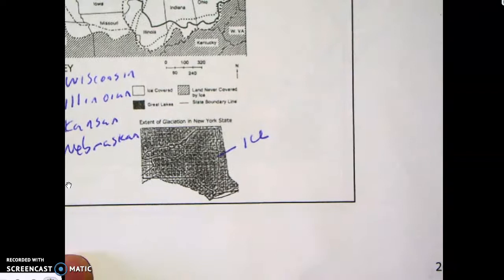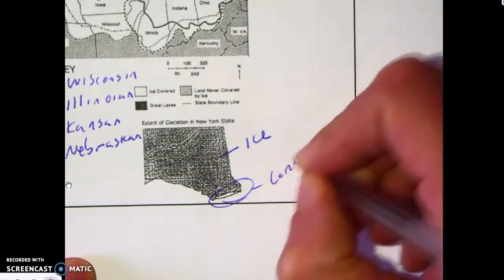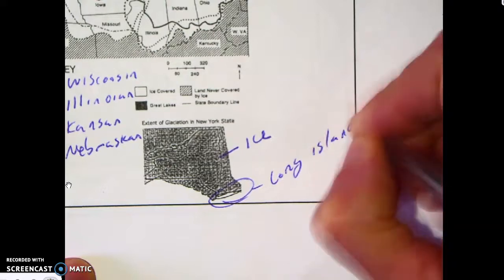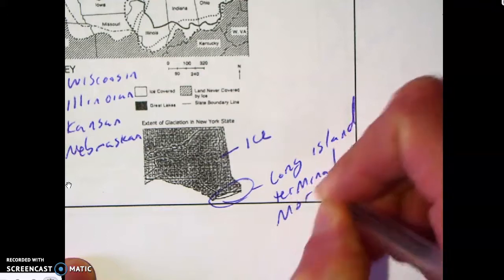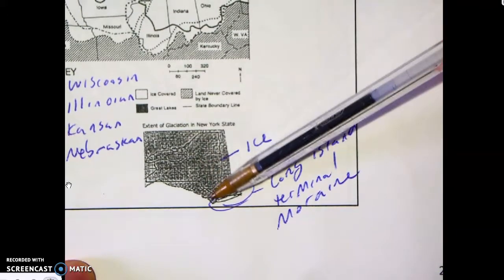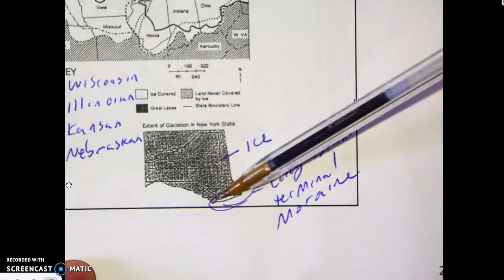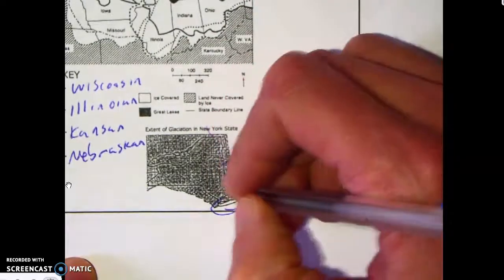The only little bit that's not covered in ice is this little bit, Long Island. And again, Long Island is a terminal moraine. This was the extent of the glacier. So the glacier came down as the climate cooled and stopped right where Long Island is, and the glacier created Long Island by basically bulldozing sediment further south.